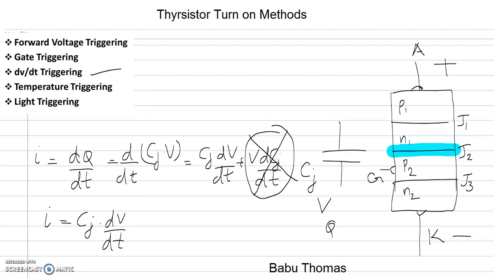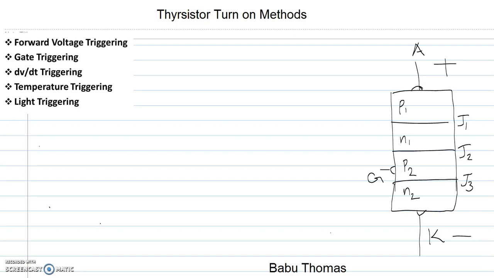Now if the rate of change of voltage across the device is large, then the device will get turned on even though the voltage across the device is very small. So that is the dV by dt method of triggering the thyristor. Now we will be seeing the temperature triggering method of turning on the thyristor. It is also known as thermal triggering.